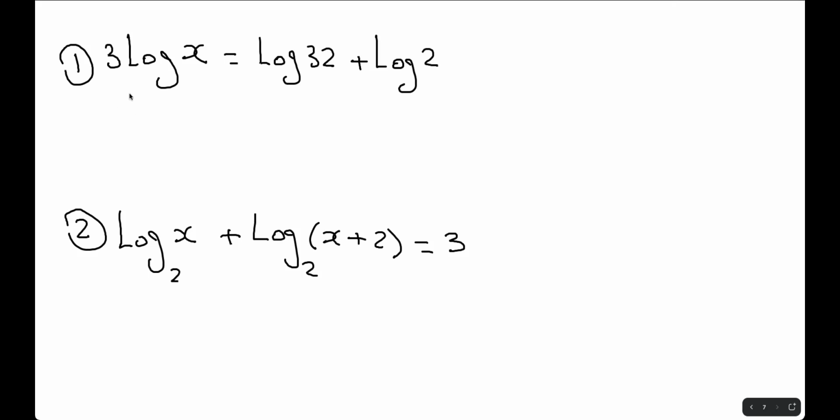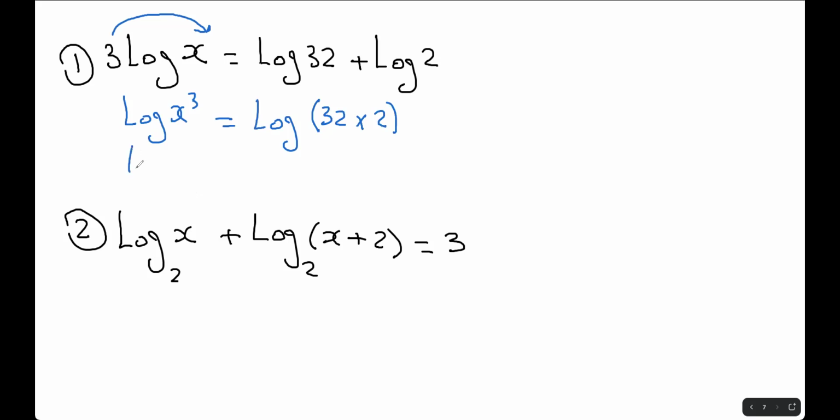So here, the first thing you need to do, bring the 3 on top of the x, because that's the log rules that I've shown you before. So this becomes log x to the power of 3 equals, and since this is plussing 2 logs, we know when we're plussing 2 logs, we could change them to 1 log and multiply the 32 times the 2 right here. Now, that will give me log x cubed equals log 64.